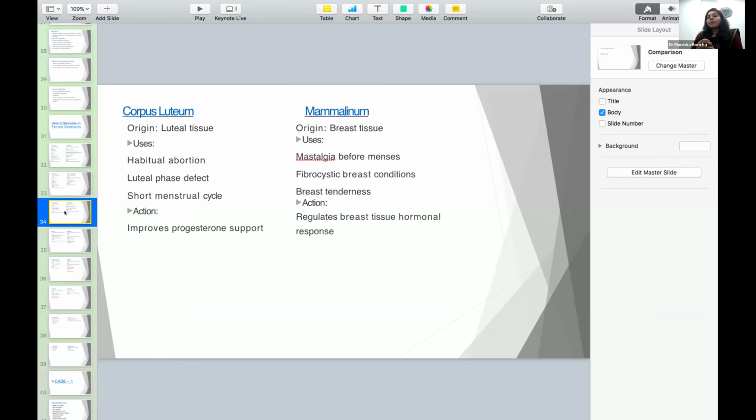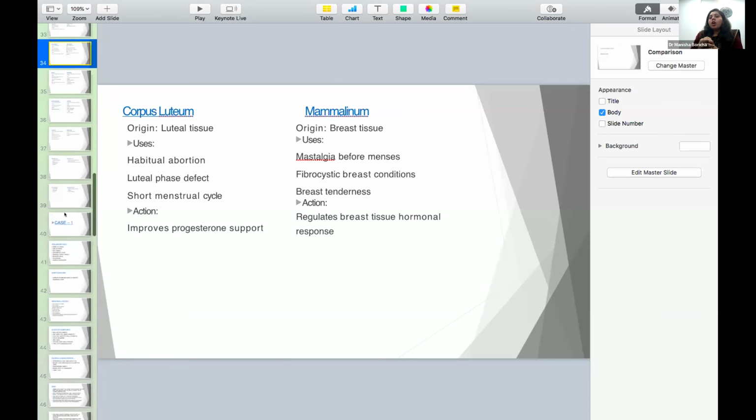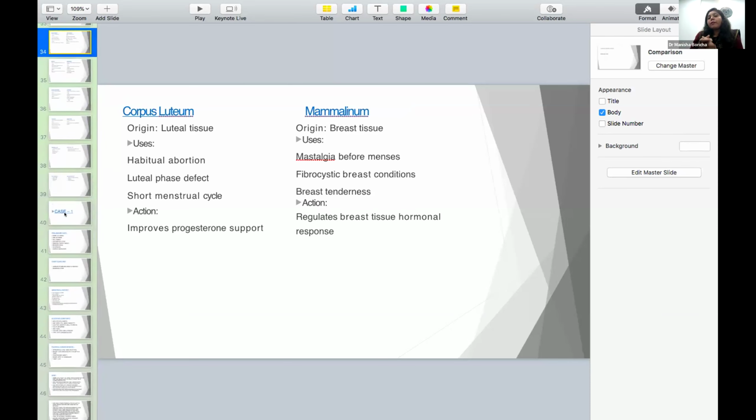Next one. Corpus luteum is prepared from luteal tissue. It is mainly used in habitual abortions, a series of abortions, or in luteal phase defect, any kind of defect in the second half of menstruation, early rupture of the follicle, continuous bleeding, short menstrual cycles. The main action is to improve progesterone support.